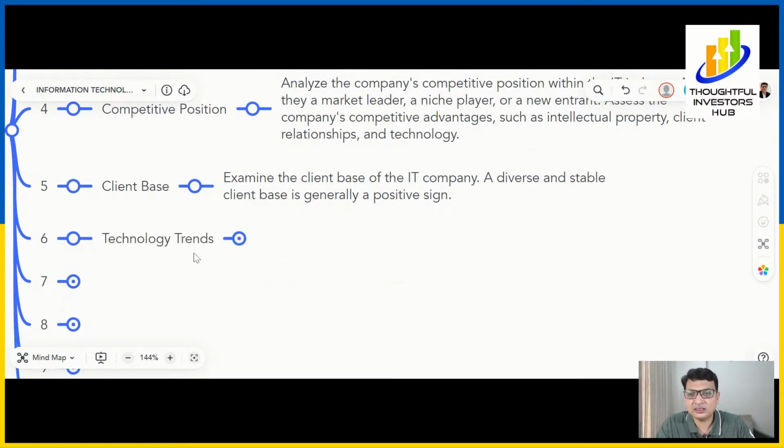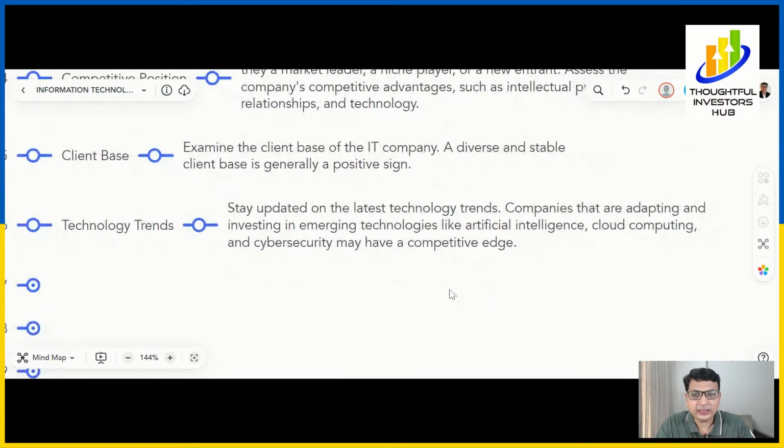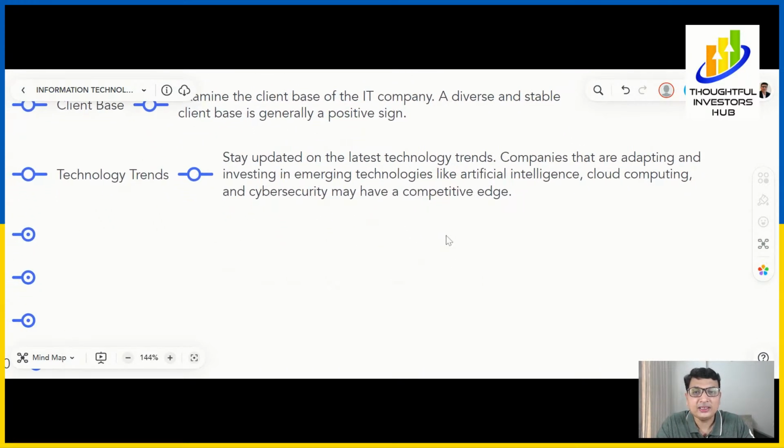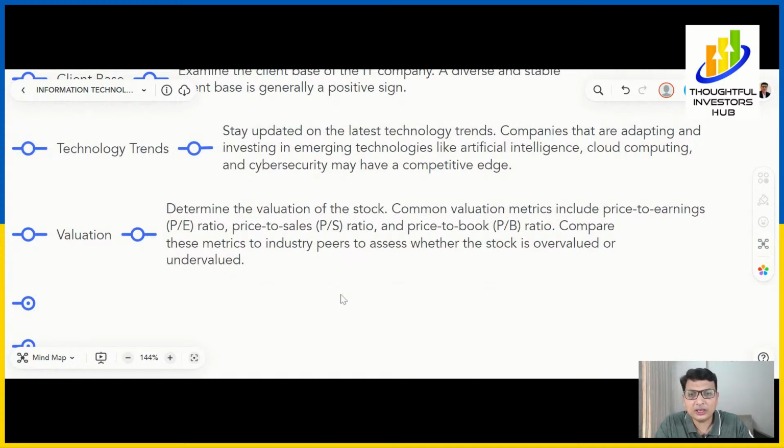Again, the technology trends. Stay updated on the technology trends. Companies that are adopting and investing in emerging technology like artificial intelligence, cloud computing, and cybersecurity may have a competitive edge. Okay. Then another point is valuation, how to determine the valuation of a stock. Common valuation metrics are P/E ratio, price to sales ratio, price to book value. Compare these metrics to industry peers to assess whether the stock is overvalued or undervalued.